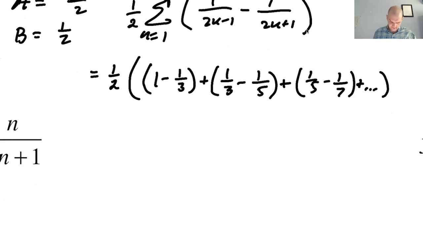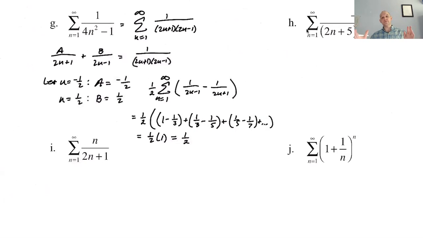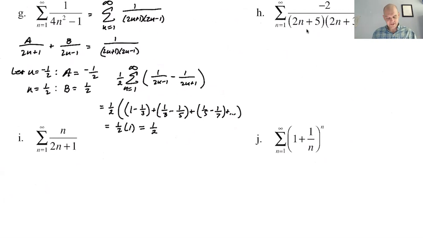Okay, so definitely we can see what's happening. The only thing that's going to be left is 1. So it's going to be 1/2 times 1, which is 1/2. So it's telescoping. And I think we found the sum, I hope. I'll check that on the calculator.